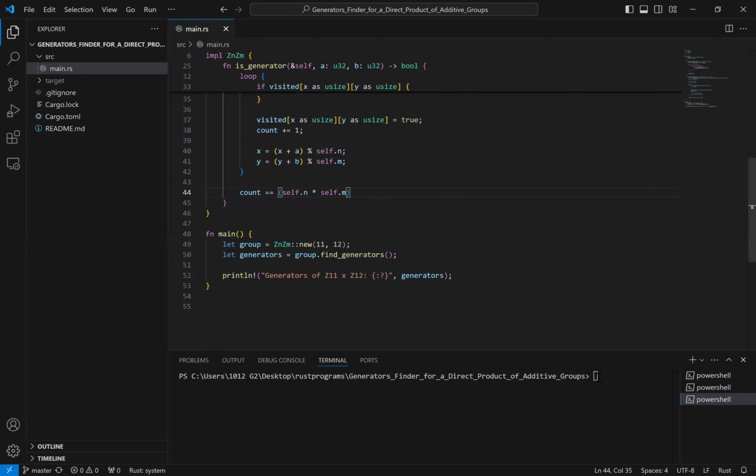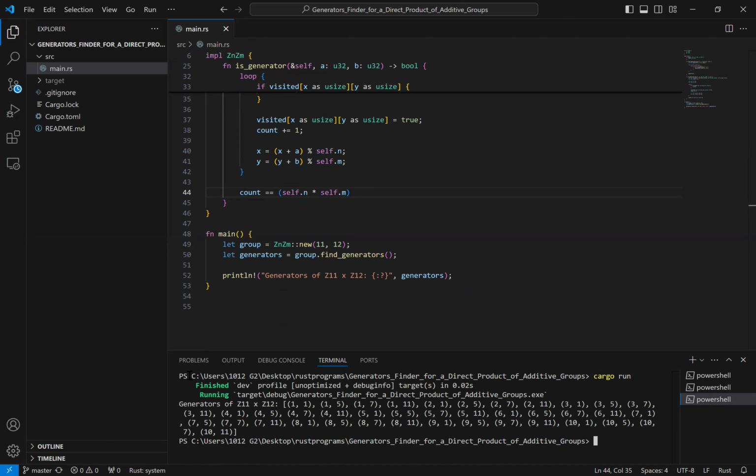So there's nothing to push, and so on. Let us ask it to give us the generators for this group. Cargo run. It has given us generators. It has said the generators for Z11 cross Z12 are the following. All these are generators. It has done that in 0.02 seconds, very fast.